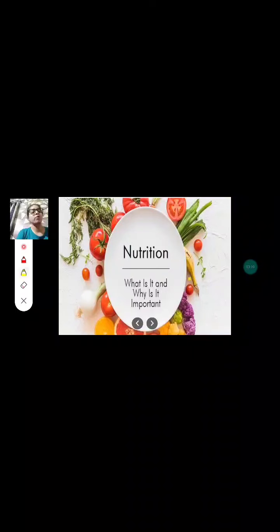The topic is nutrition. What is nutrition and why is it important? Nutrition is basically the process of providing as well as obtaining food, which is necessary for our health, growth as well as development. Whether we are doing work or not, we require energy to maintain the internal environment of our body, or we can say to maintain homeostasis.